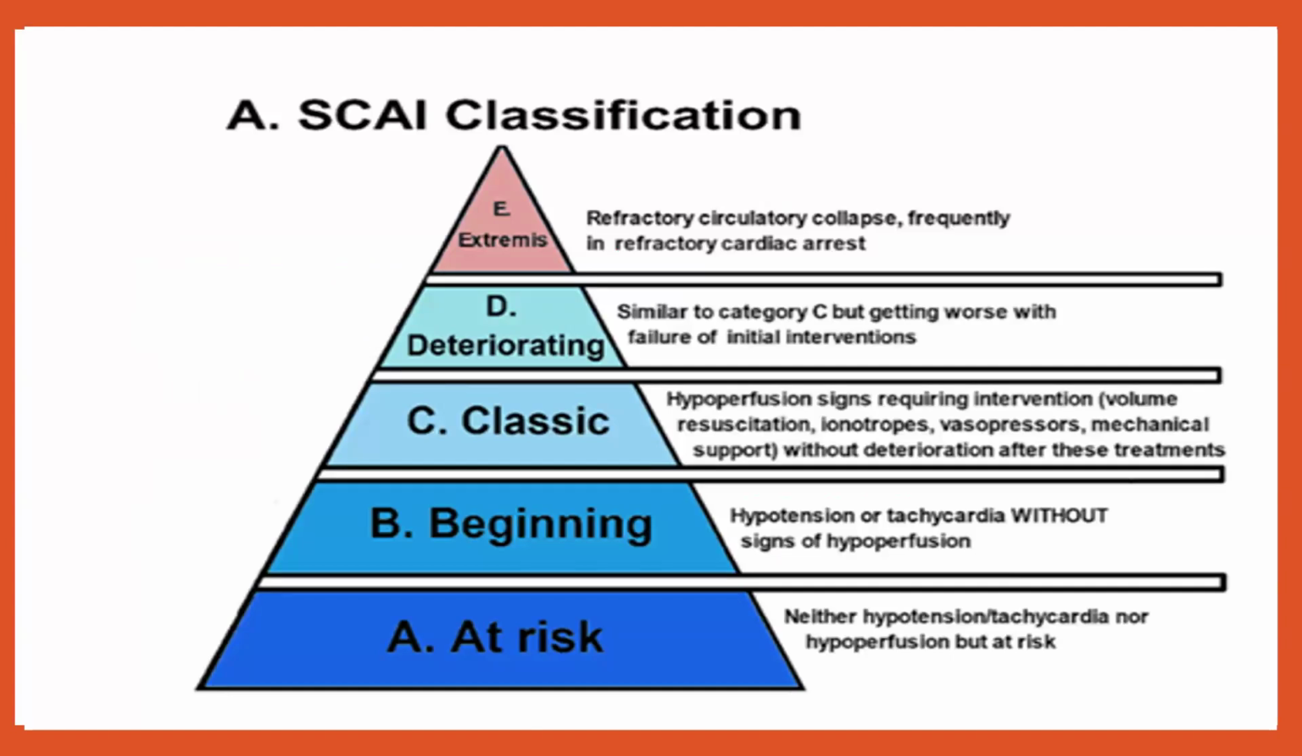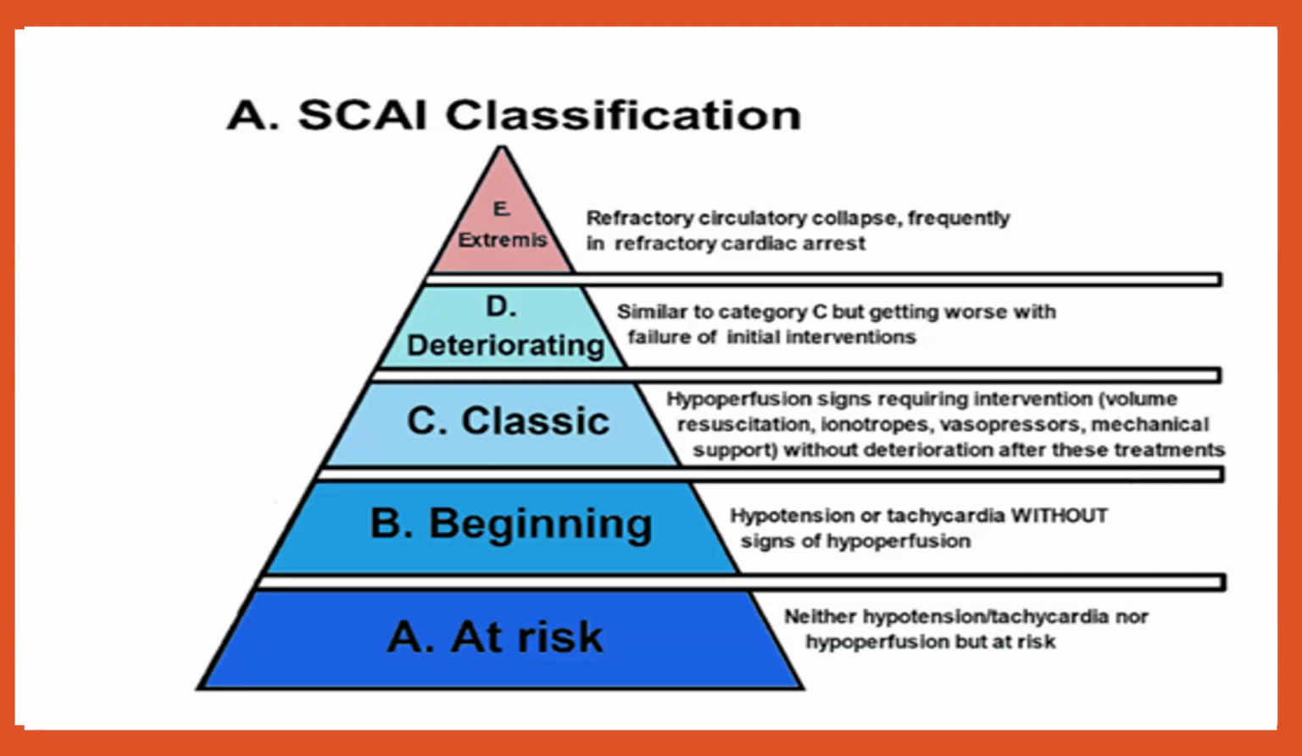This is the SCAI classification for cardiogenic shock. According to this classification, we categorize the patient into five categories. That is A, at risk. That means the patient is not hypotensive, not tachycardic, not in hypoperfusion, but still is at risk of cardiogenic shock. Then B is beginning, the initial stage. That means the patient is hypotensive, tachycardic, but without signs of hypoperfusion.